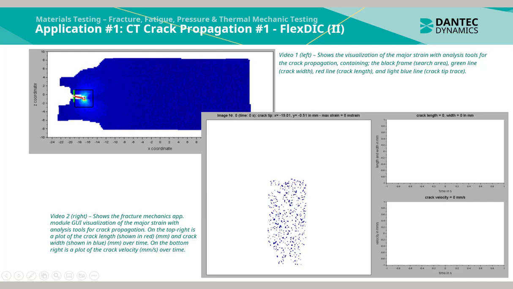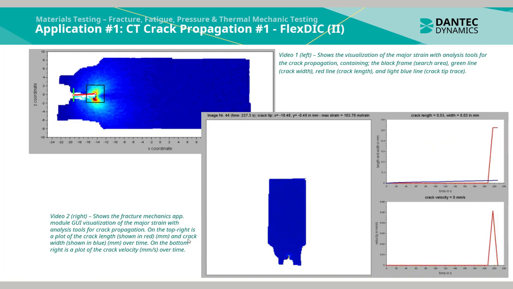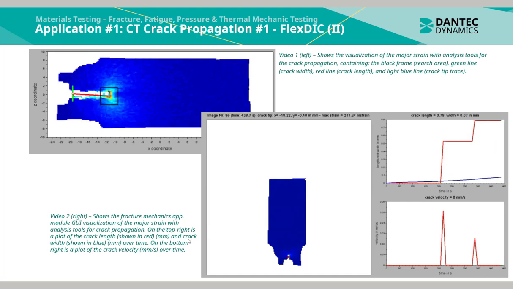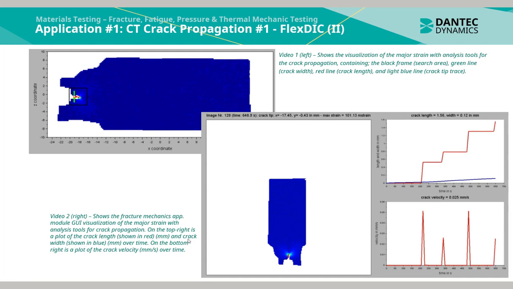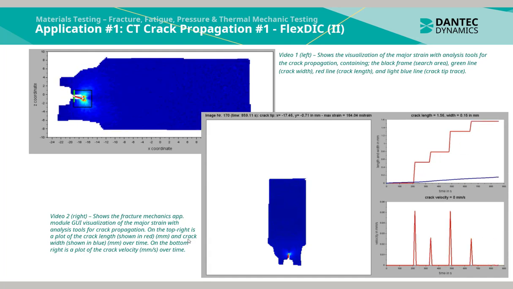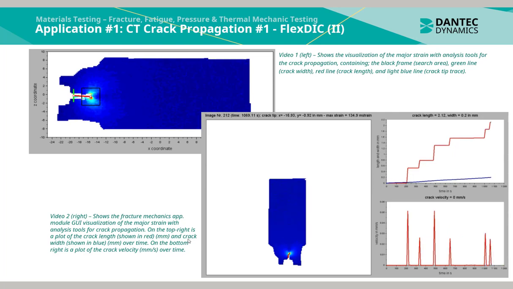In video 2 to the right, users can see the fracture mechanics application module graphical user interface visualization of the major strain with analyst tools for the crack propagation. On the top right is a plot of the crack length, shown in red in millimeters, and crack width, shown in blue in millimeters over time. On the bottom right is a plot of the crack velocity in millimeters per second over time.